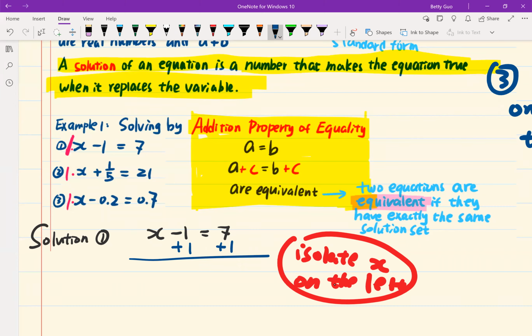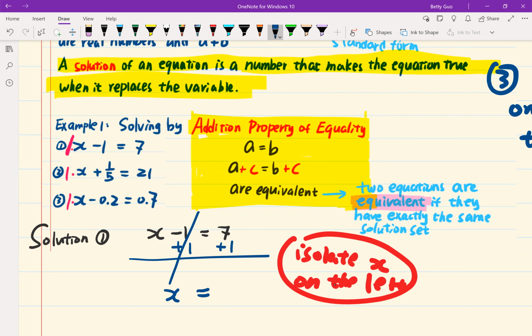We can do this because of the addition property of equality. Okay, yeah, we add 1 pound on the left, add 1 pound on the right. So the equation still holds. The scale is still balanced. Negative 1, positive 1, they cancel each other. Do you see that? That's how you isolate the x on the left, right? Now x is isolated on the left.